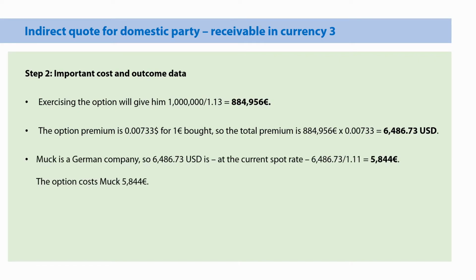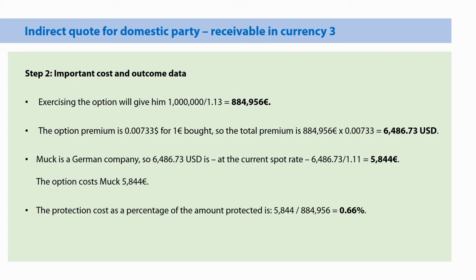So we need to translate the $6,486 into euros at the current spot rate. We will get 5,844 euros. So the option costs Muck 5,844 euros.